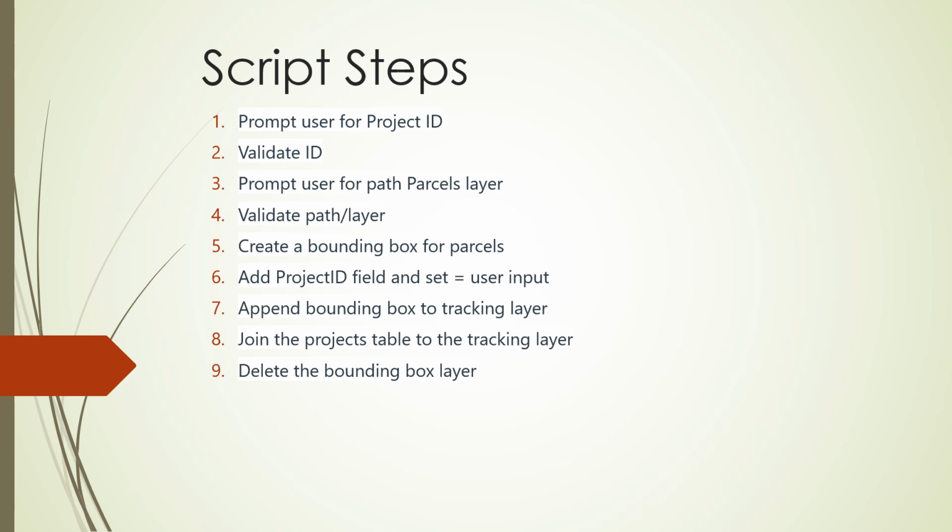Next, it adds a project ID field in the bounding box layer, and it sets that equal to the user input entered above. Then the bounding box is appended to the tracking feature layer. And finally, the projects table is joined to the tracking layer so that those updated attributes are added to the table. And then as a little bit of cleanup, the bounding box layer is deleted because once it's appended, it's no longer needed.